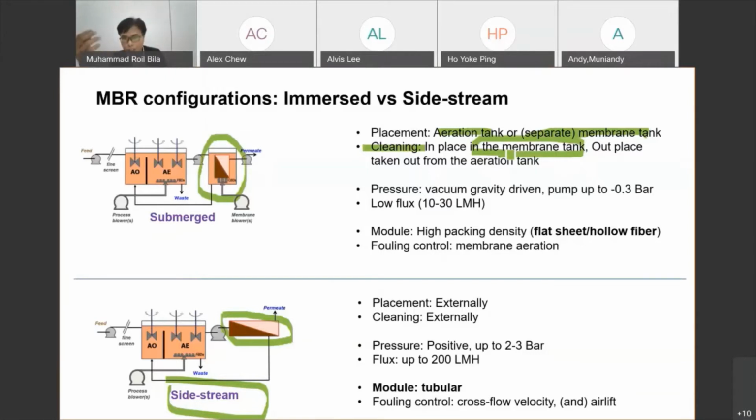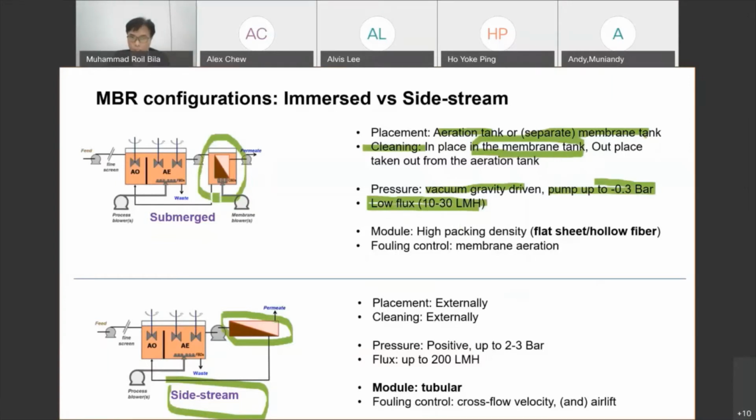If we have a combined system, where you put the membrane in the aeration tank, we will have to take the membrane out and do the cleaning outside. So that's the difference. This kind of system is normally operated under vacuum, so it's negative pressure, and typically the range is from probably zero, just from the hydrostatic pressure, up to negative 0.3 bar. Because of the low pressure, the operation is at relatively low flux. Low flux then means you have a high investment in membranes.